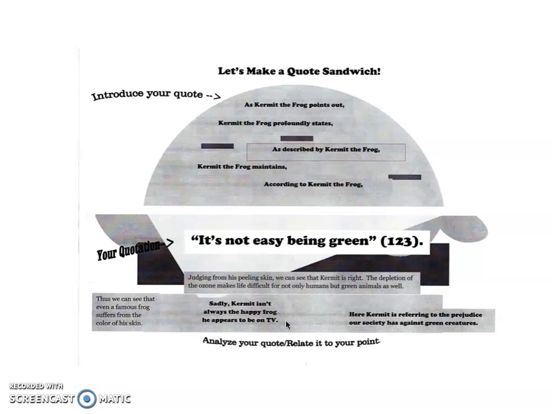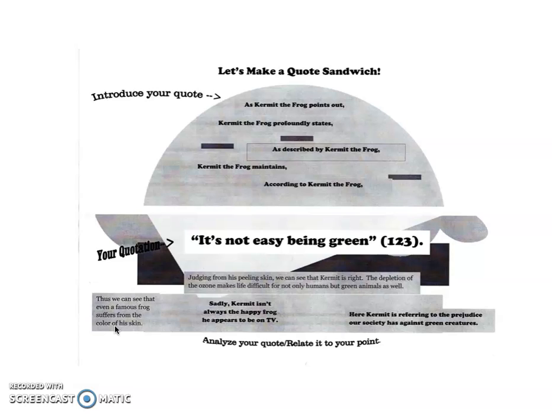But if I change what I write after the quote, then it's going to change the implication that the quote has, right? It's going to change the quote's relevance in my writing. So let's look at another example. Kermit the Frog profoundly states, it's not easy being green. Thus, we can see even a famous frog suffers from the color of his skin. Okay, so now this sounds like I'm talking about prejudice, right? Prejudice, racism, right? All those things.